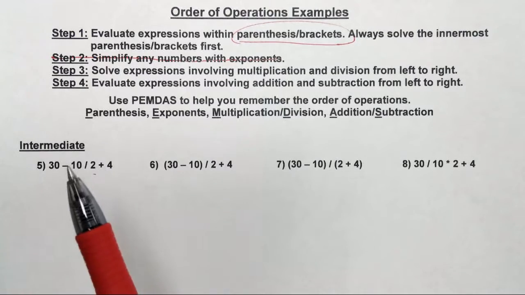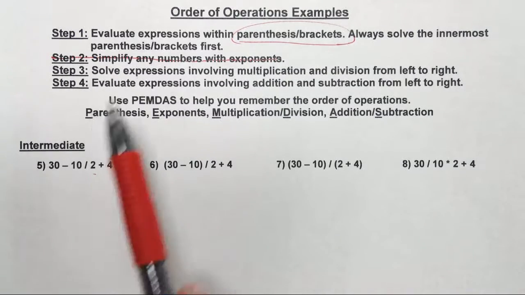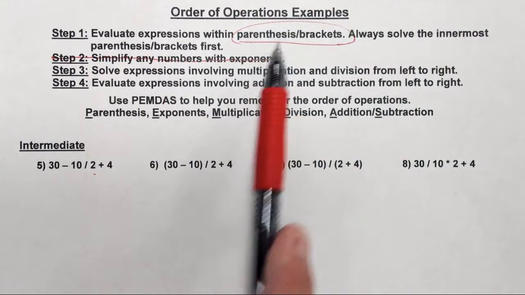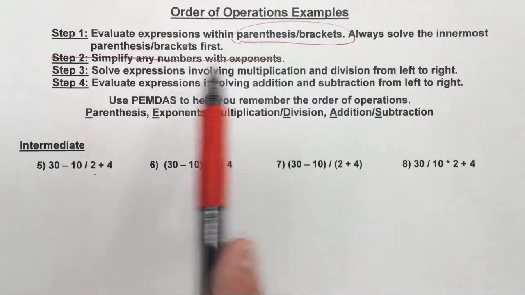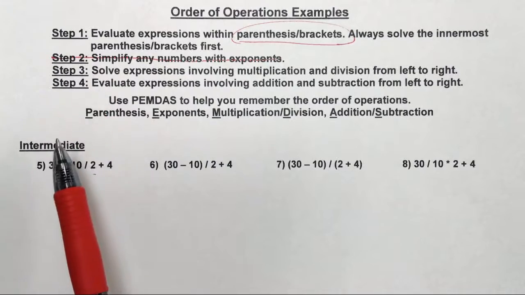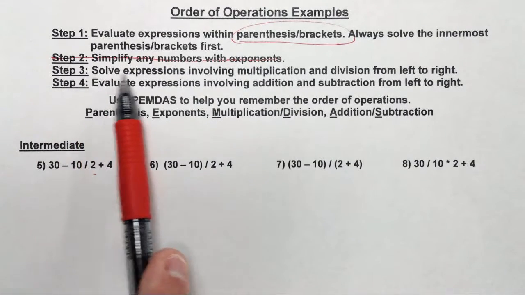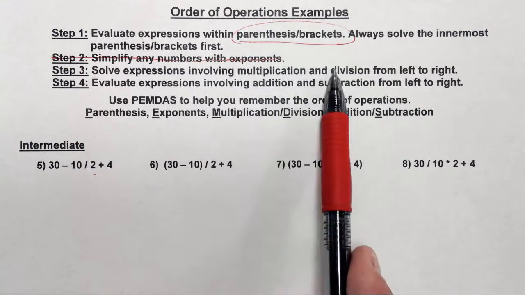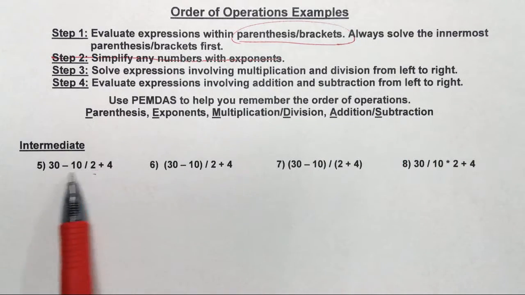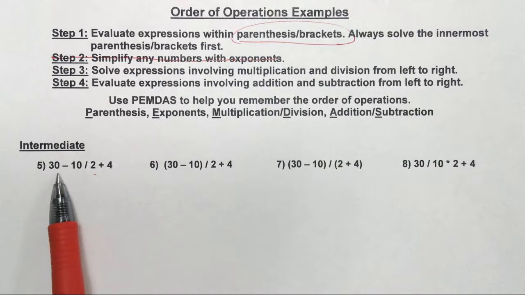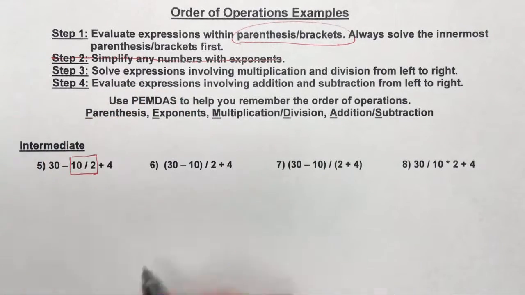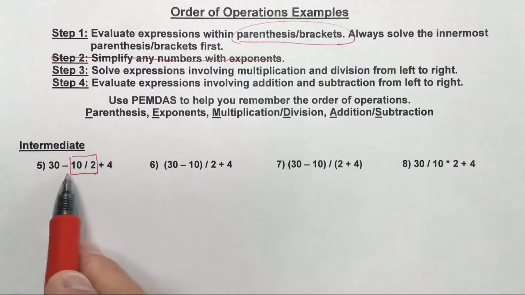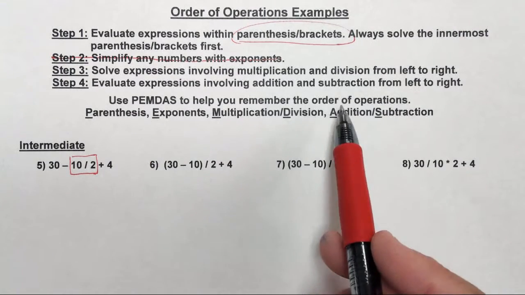So according to PEMDAS, I need to deal with anything that has a parenthesis first. Well, there aren't any parentheses here, so I can ignore step 1. I've already told you there's no exponents, so we can skip step 2. But step 3 says solve expressions involving multiplication and division from left to right. Do I have any kind of multiplying or dividing in here? I do. I've got this division. So technically, I need to solve that first before I can deal with the subtraction and addition, because that's the very last thing we deal with.